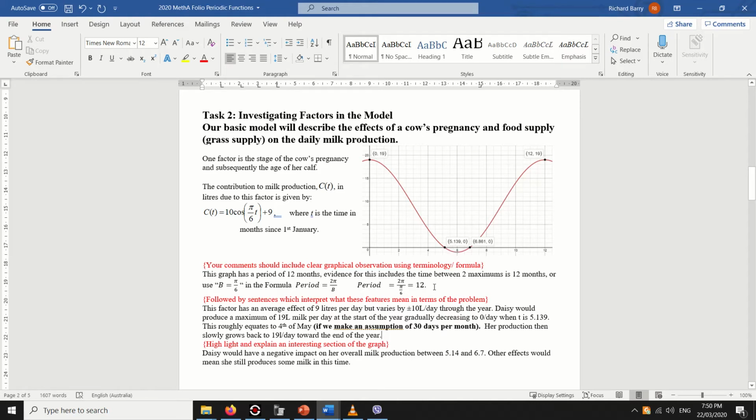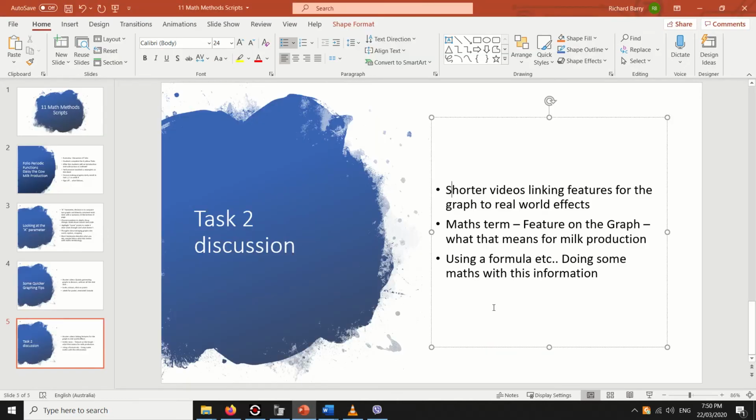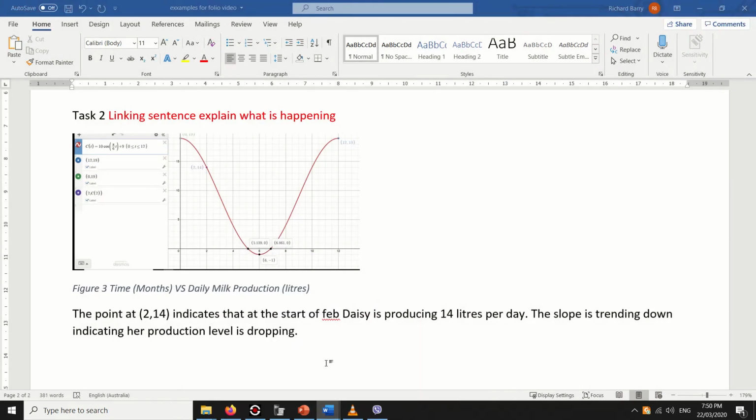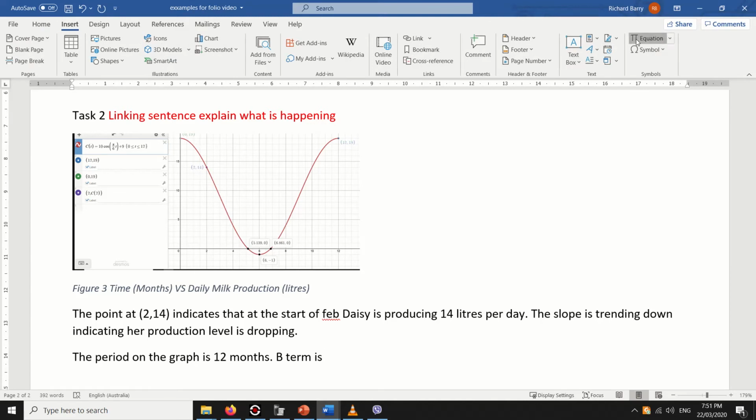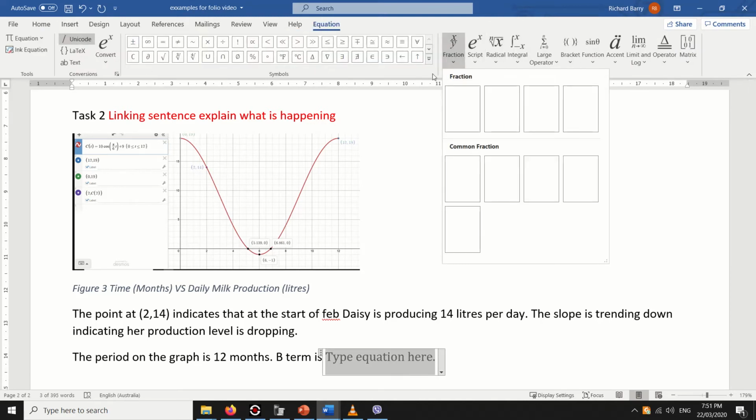But the last thing I want to talk about, according to my dot point here, is doing some maths. So I've got 2 or 3 points here. The period on the graph is 12 months. The B term is... equation.